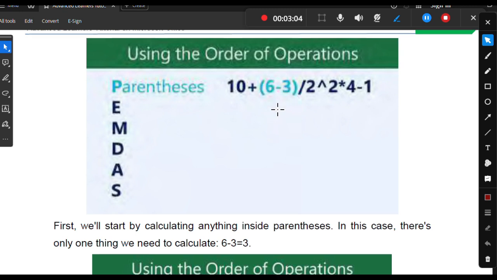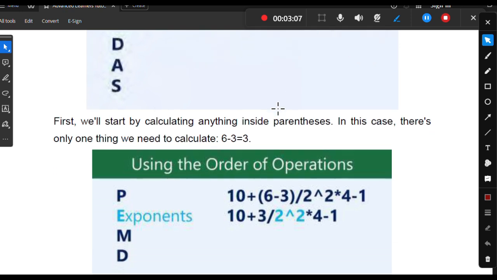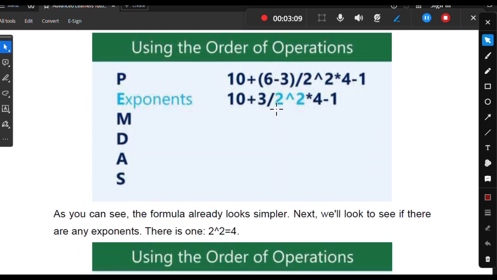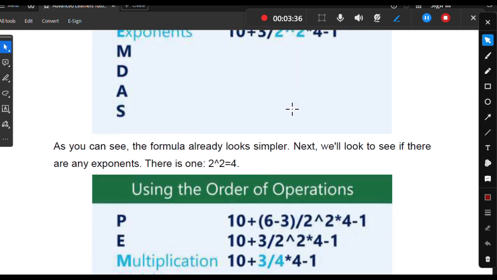Then the next one, you can see, is exponent. You can see it is working on 10 plus 2 and 3. It has done the calculation of the first one and put 3 there, because 6 minus 3 is 3. Then the next one to do is the 2 raised to power 2, and 2 raised to power 2 is equal to 4.